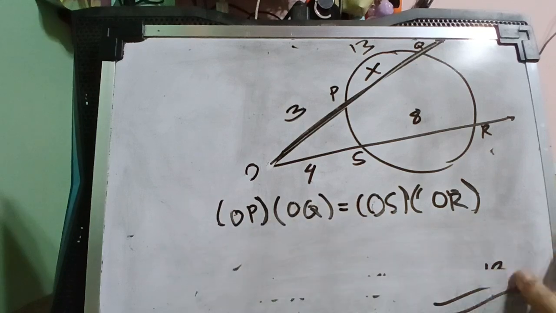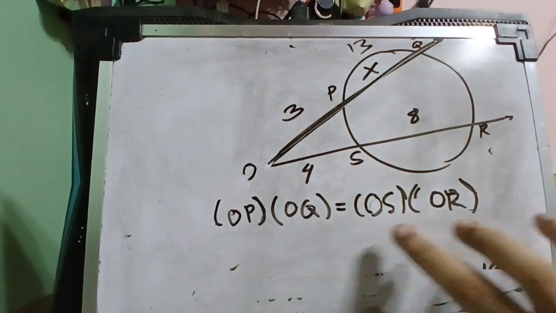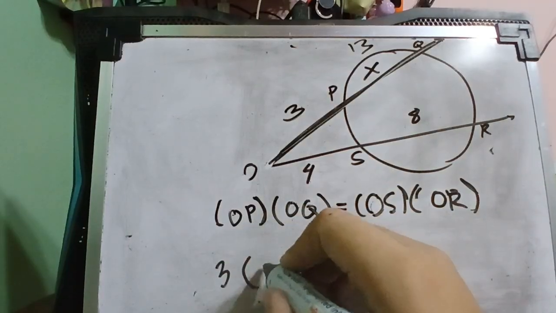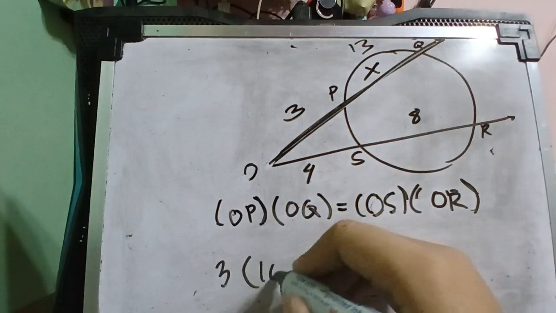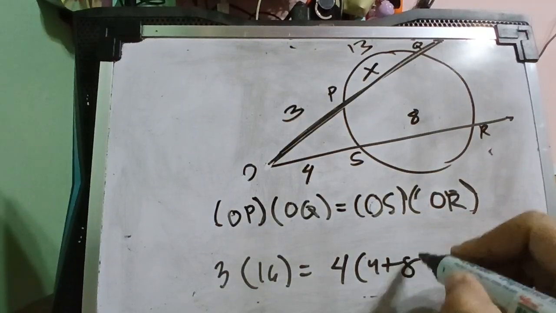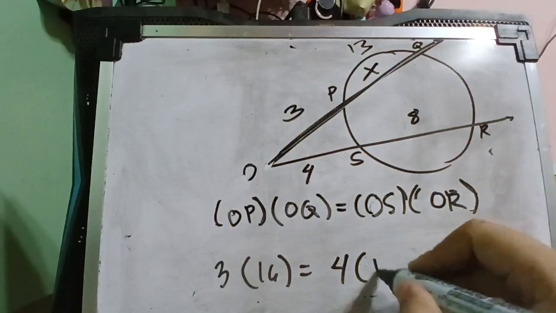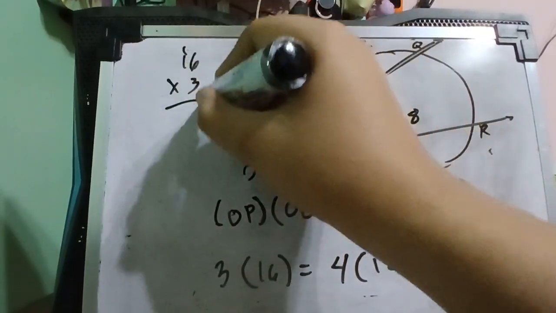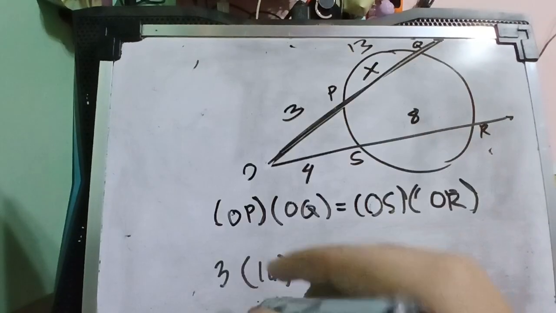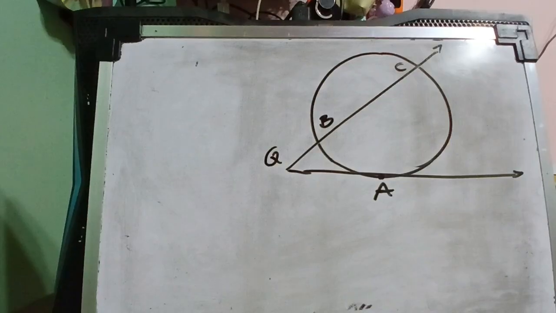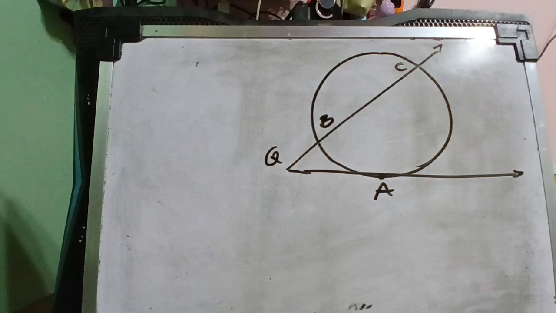Assuming that PQ is 13. So, 3 times 13 plus 3 is 16, which is equal to 4 times 4 plus 8, or 12. 16 times 3 is 48, and 4 times 12 is 48, so it's the same. Okay, yeah. The next theorem we'll discuss is like a combination of two.